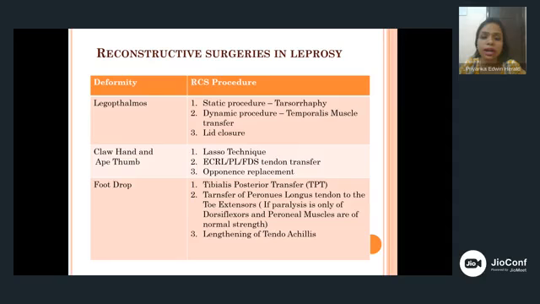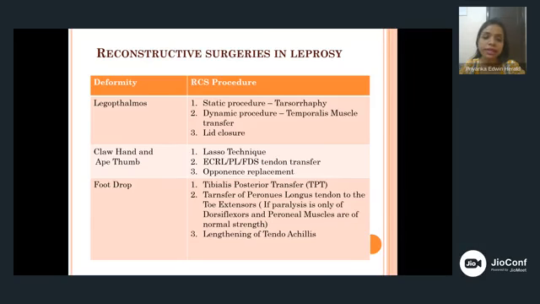You can see I have jotted down the names of the main surgeries. In lagophthalmos, when the patient is not able to close his eye properly, one static procedure is called tarsorrhaphy, where the eyelids are sutured, and one is the dynamic procedure where the temporalis muscle is transferred for closure of the eye, for the function of the orbicularis oculi muscle. Or if there is so much opening of the eye and temporalis muscle transfer is not possible, then complete lid closure is given to the patient.